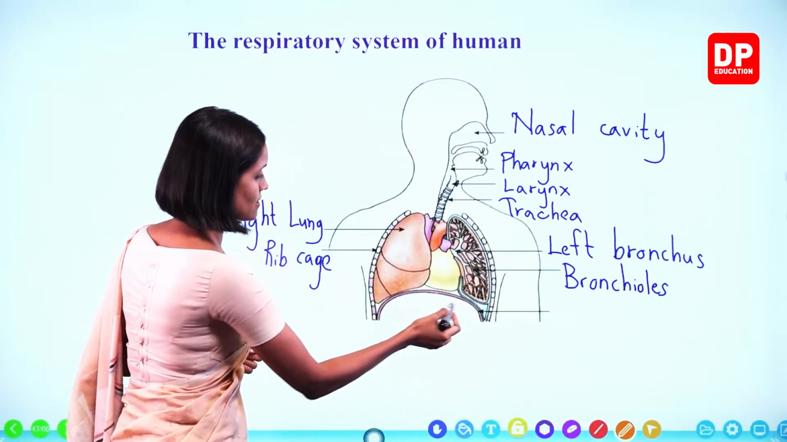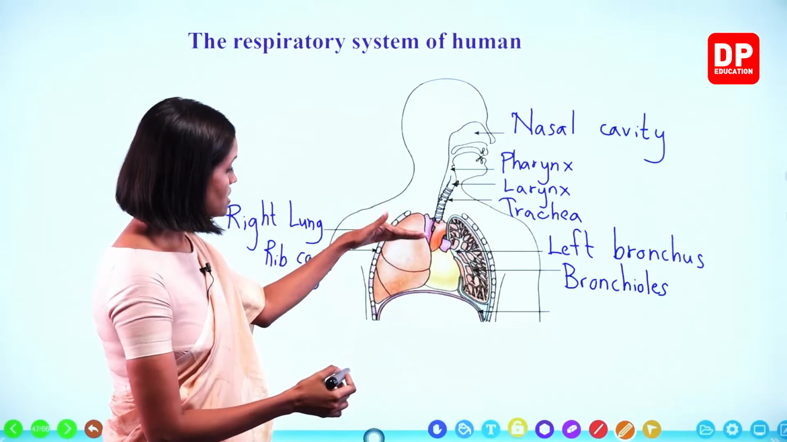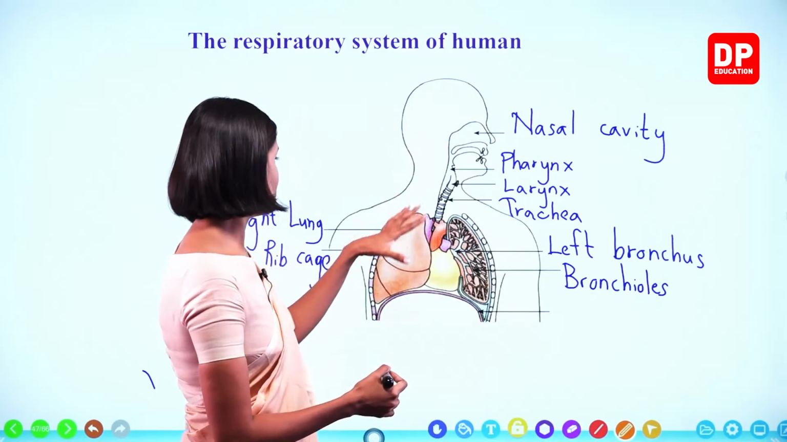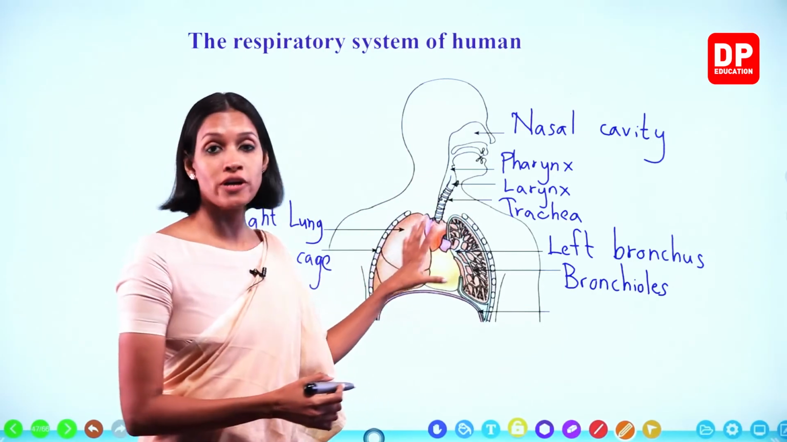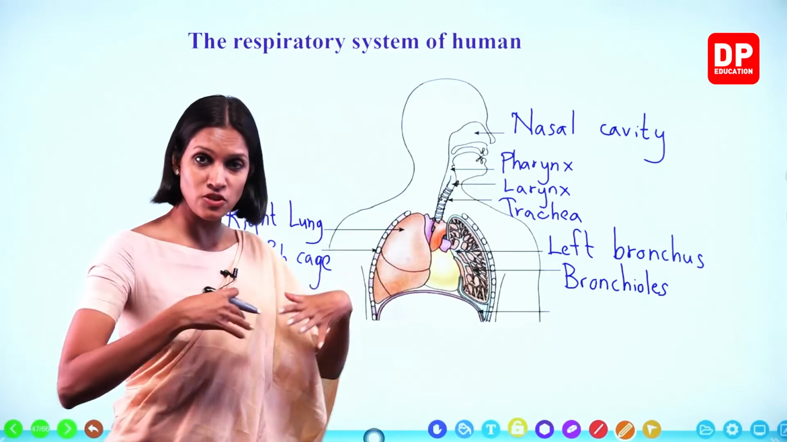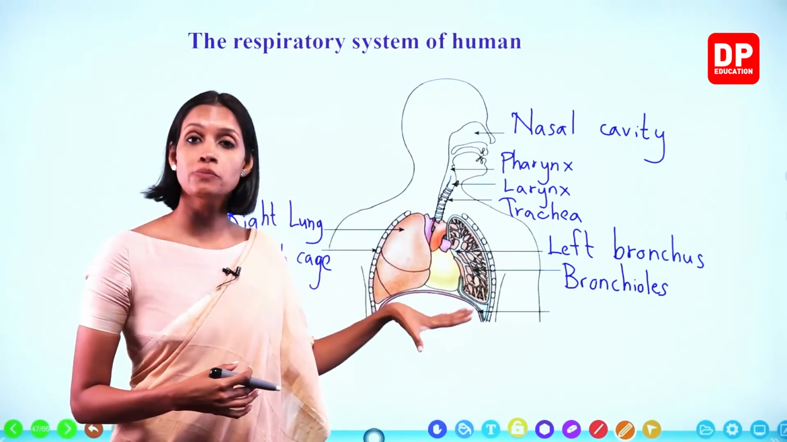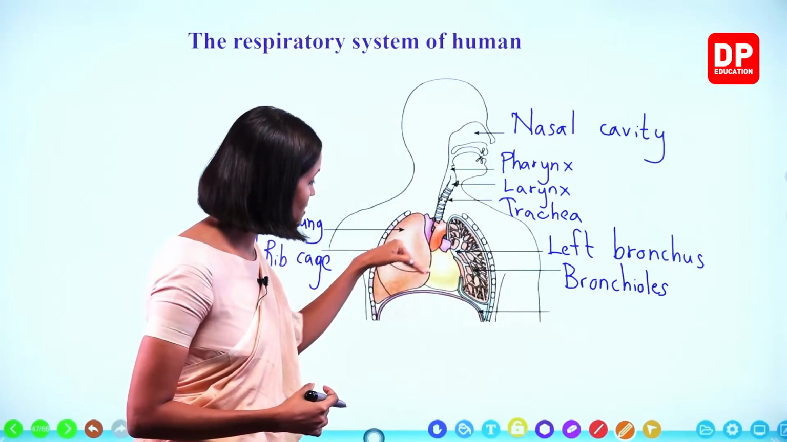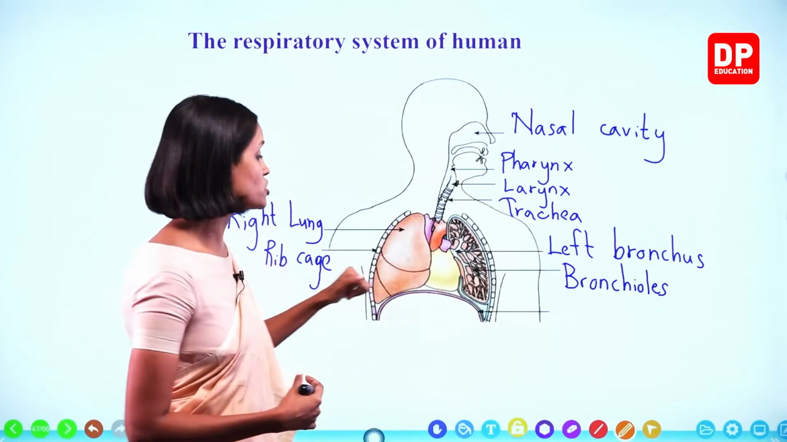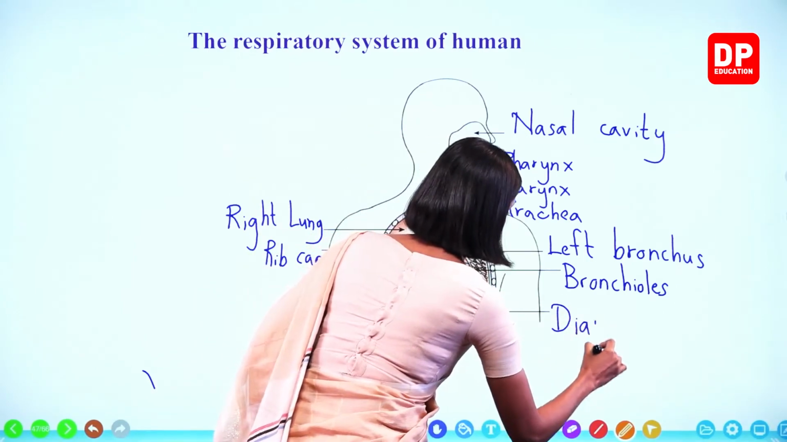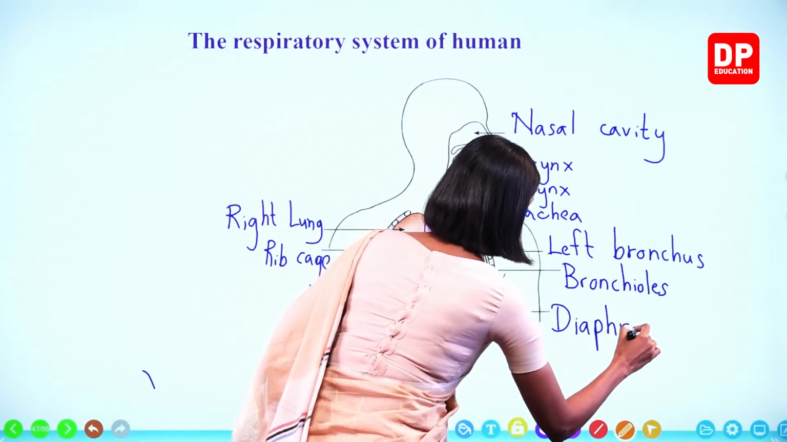What is this, children? Now, just below the lungs, I told you all when we consider the human body, the head, then thorax. So the thoracic cavity is present, which means the chest cavity. And right below the chest cavity, the abdominal cavity is present. It is divided by this muscular structure called the diaphragm.